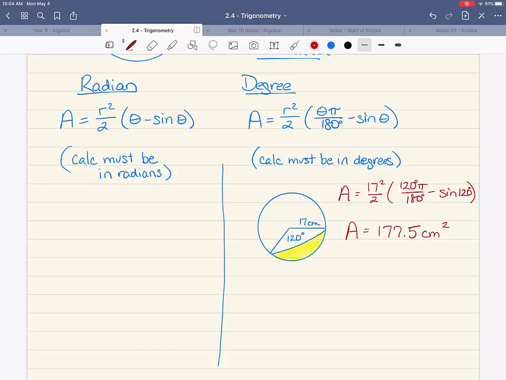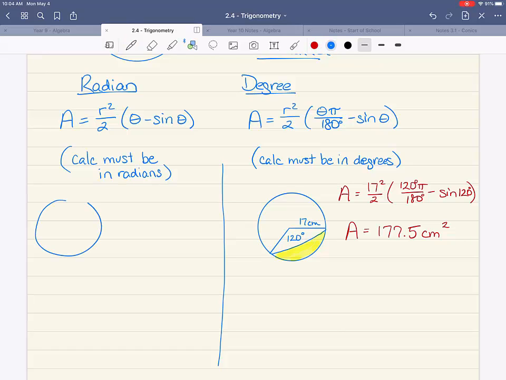All right, that's how you do it in degrees. And you would plug it into the Casio calculators exactly the same way. Now let's talk about the radian measure. So we're going to do a slightly different problem.